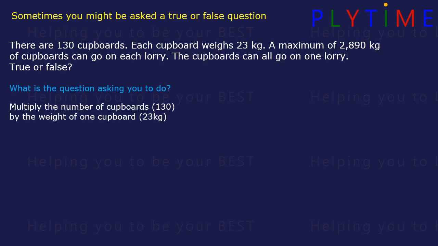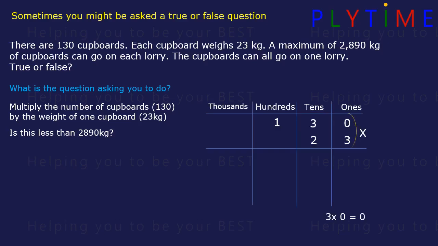What's the question asking you to do? Multiply the number of cupboards by the weight of one cupboard, 130 times 23, and then see is this less than 2,890 kilograms. In our columns, 3 times 0 is 0, 3 times 3 equals 9, 3 times 1 is 3. Then we're multiplying by 20, we put a 0 in the ones column and multiply by 2. 2 times 0 is 0, 2 times 3 equals 6, and 2 times 1 equals 2.